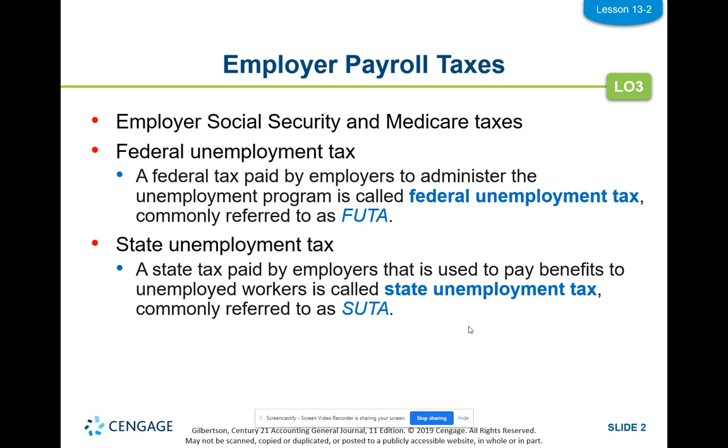So the employer payroll taxes include Social Security and Medicare tax. The employer not only is withholding those taxes from the employees' paychecks, but they themselves have to pay into the Social Security and Medicare taxes. They must also pay the federal unemployment tax, or FUTA, is what it's commonly referred to. And then there's also a state unemployment tax called SUTA.